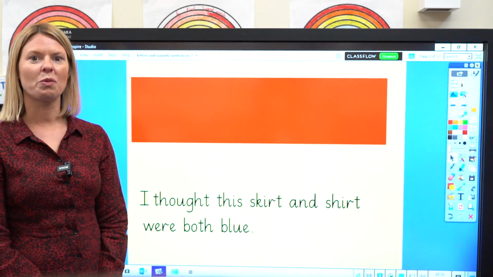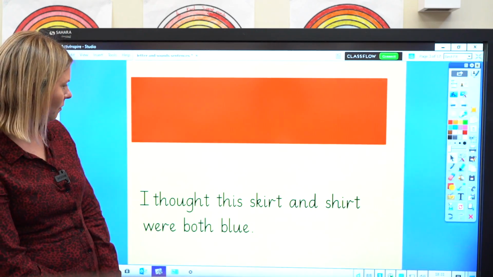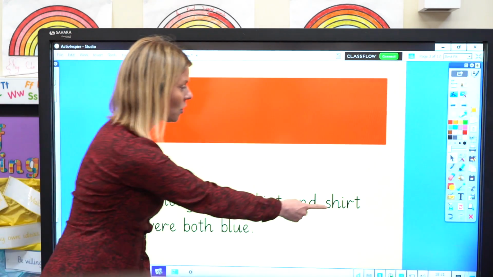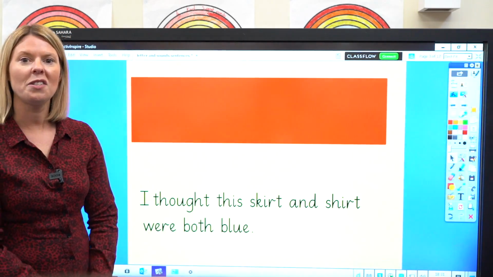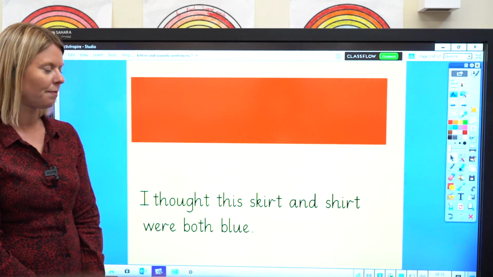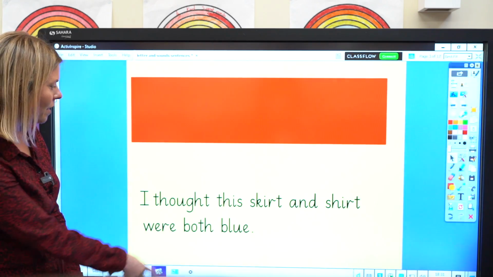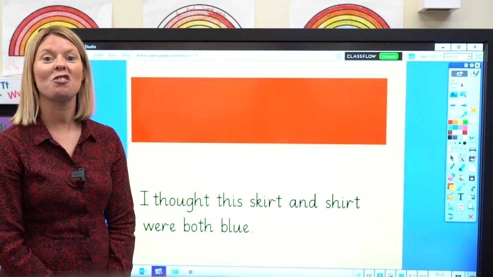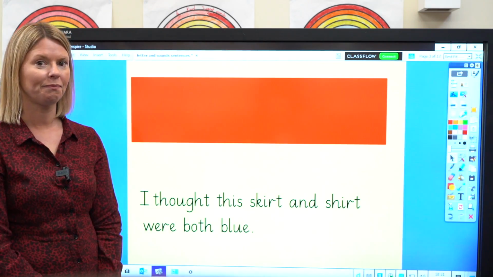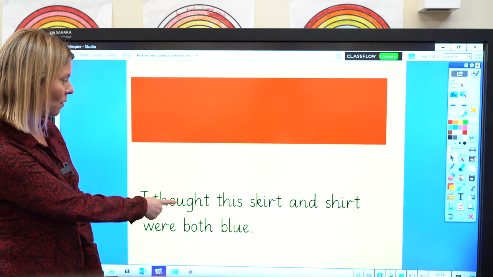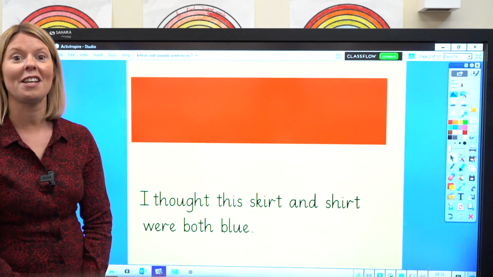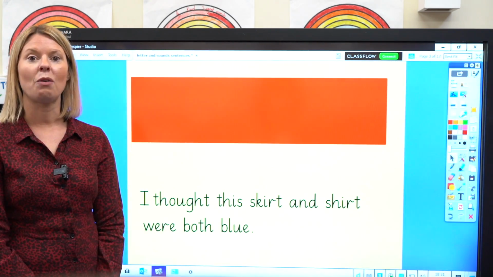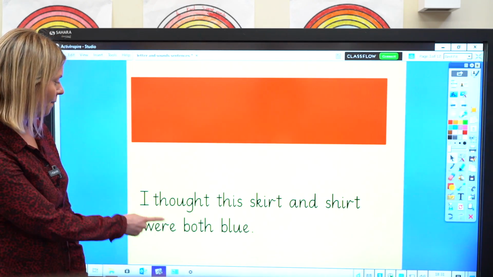Can you see any words with today's grapheme er? That's right, here and here. Can you see any other words with digraphs? That's right, and ooh. Can you see the tricky word we learnt today? Yes, thought is today's tricky word. Now I want you to read aloud as I point to the words.